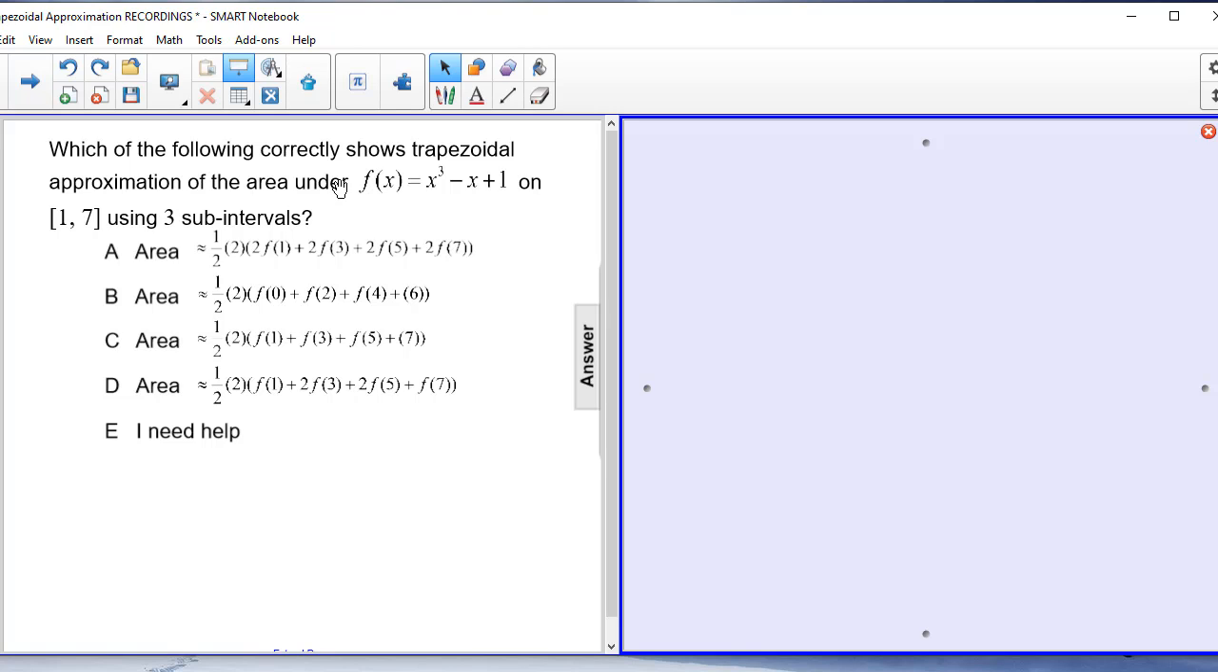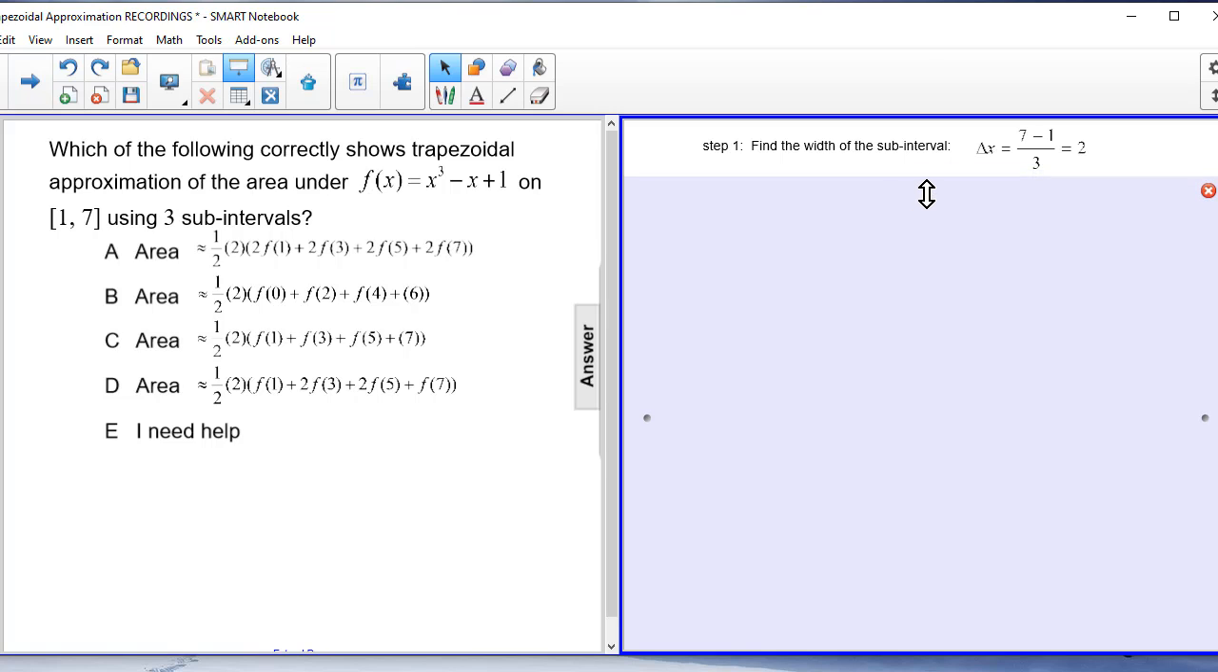Which of the following correctly shows the trapezoidal approximation of the area under the curve represented by f of x equals x cubed minus x plus 1 on the closed interval 1 through 7 using 3 subintervals? We're going to solve this problem in 3 steps.